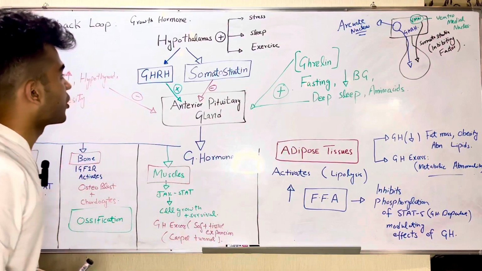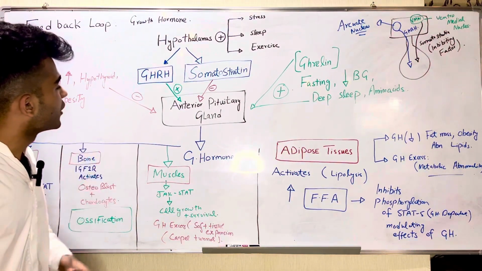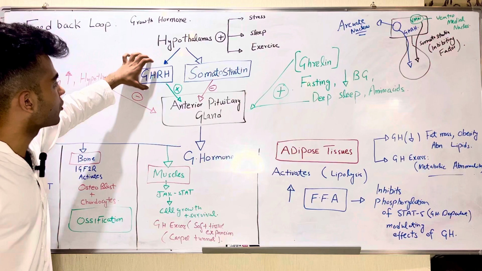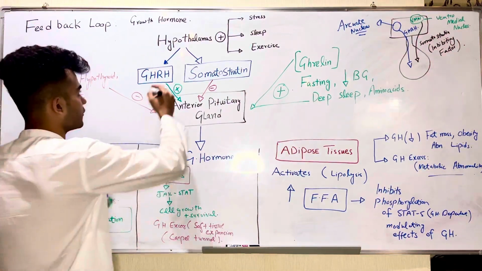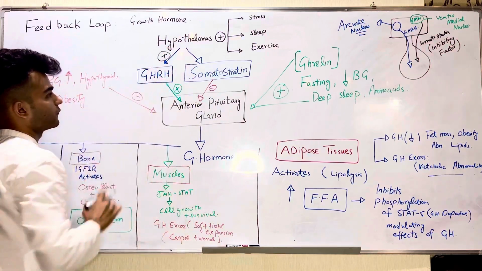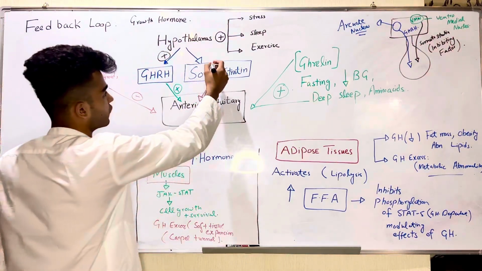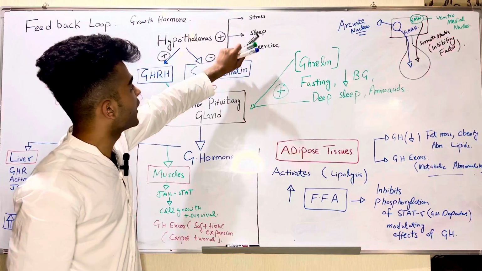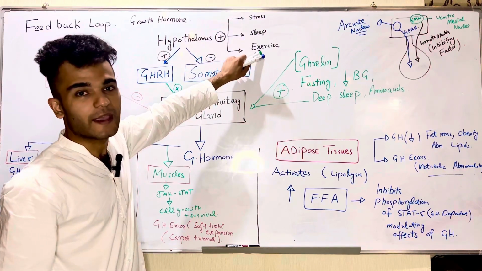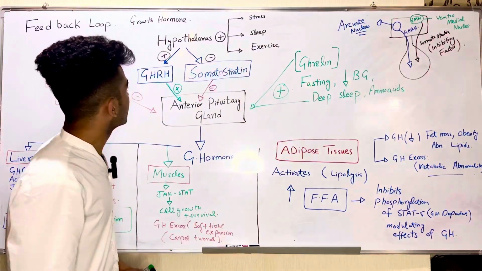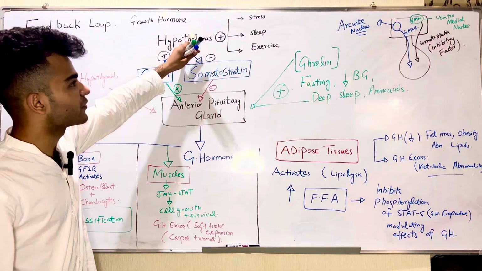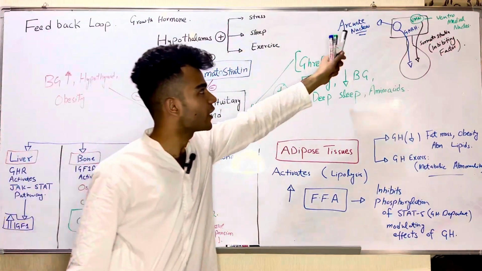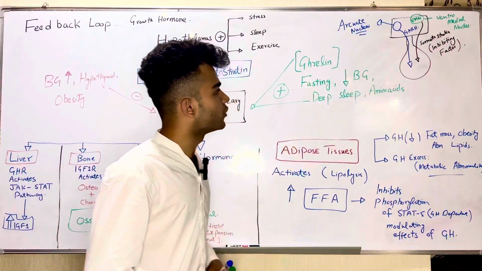So now let's talk about when this hypothalamus will be stimulated so that the growth hormone releasing hormone will be released. This is a positive factor for the growth hormone, while the somatostatin is the inhibiting factor. So whenever we are in stress, in deep sleep, or doing excessive exercise, what will happen? These hypothalamus cells will be stimulated, and the growth hormone releasing hormone will be released from the arcuate nucleus, and it will come down to the pituitary gland.